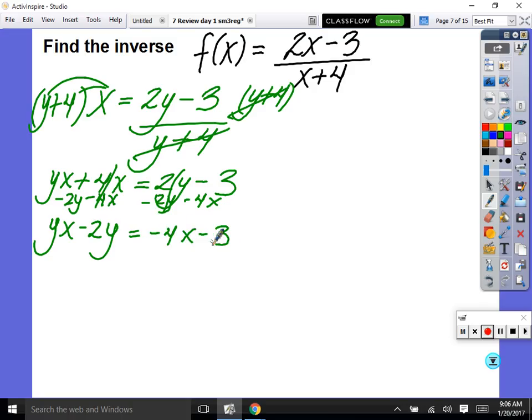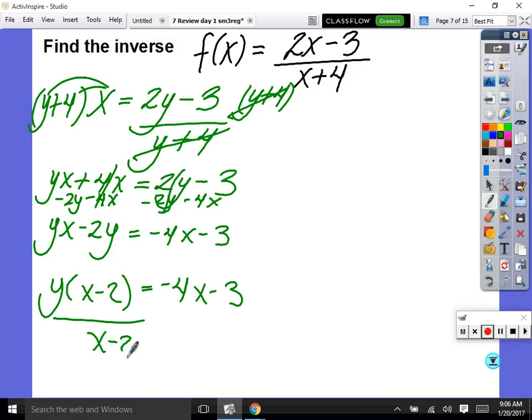Now we want one y, so shouldn't we factor out a y? So left would be x minus 2 equals negative 4x minus 3. Last step, divide by x minus 2, and voila, we found our inverse. It is a function for everything except when x cannot equal 2. That's our domain. Everybody good?